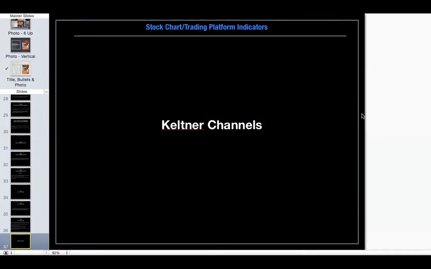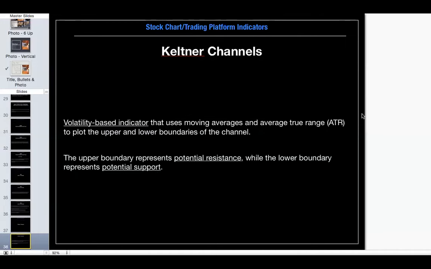Another one to use, there are quite a few other ones, and I may cover this in another lesson too. But there's also an indicator called the Keltner channels. I know a couple of traders that use these, and it's basically leveraging the ATR. You're basically trading the price channel, but it's the same thing as the ATR. It's volatility based, and it uses the moving averages and the average true range to plot the upper and lower boundaries of the channel, right?